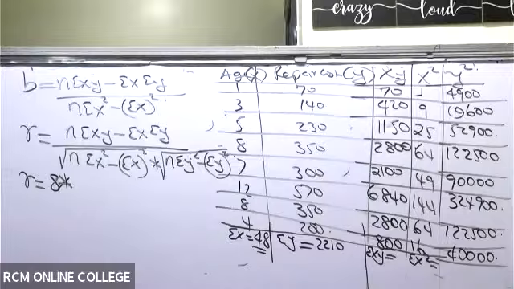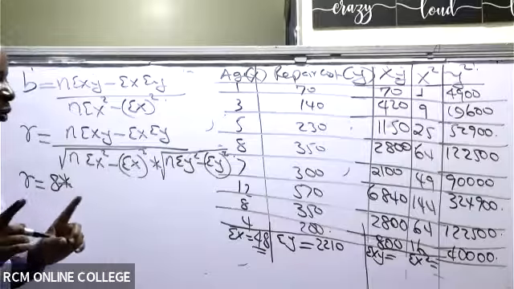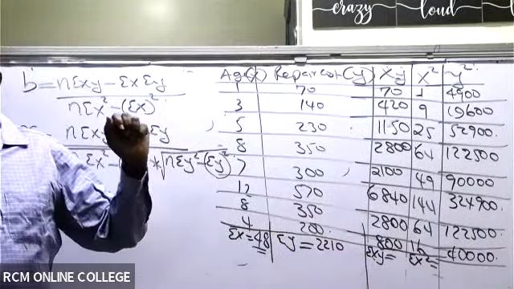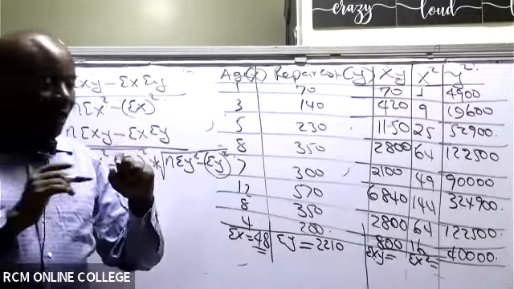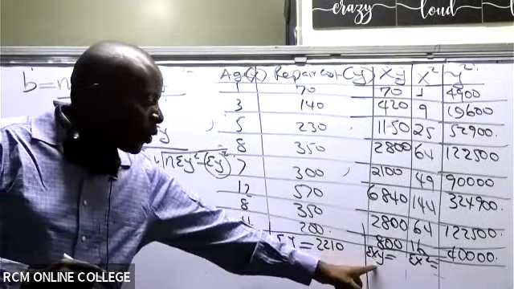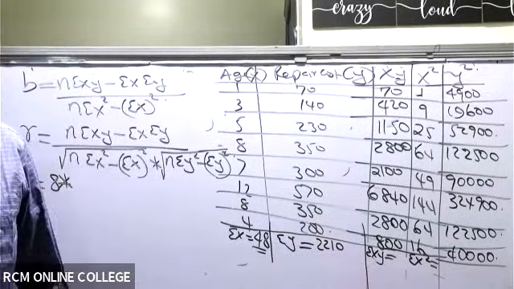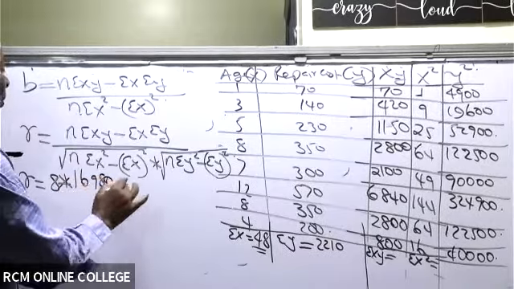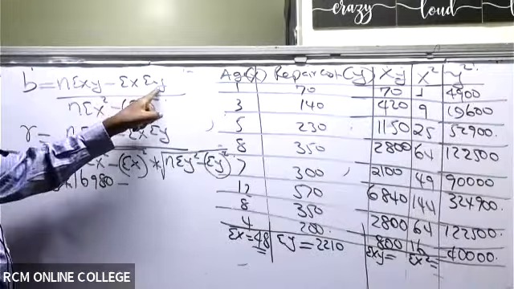Anybody who can remind Mwalimu the summation of xy would really be happy. If I'm reminded, the summation of xy, not the sum of x alone, not the sum of y, summation of xy. Entirely, just remember, this xy was 16,980. I hope you are able to remember that. Minus now summation of x times summation of y.